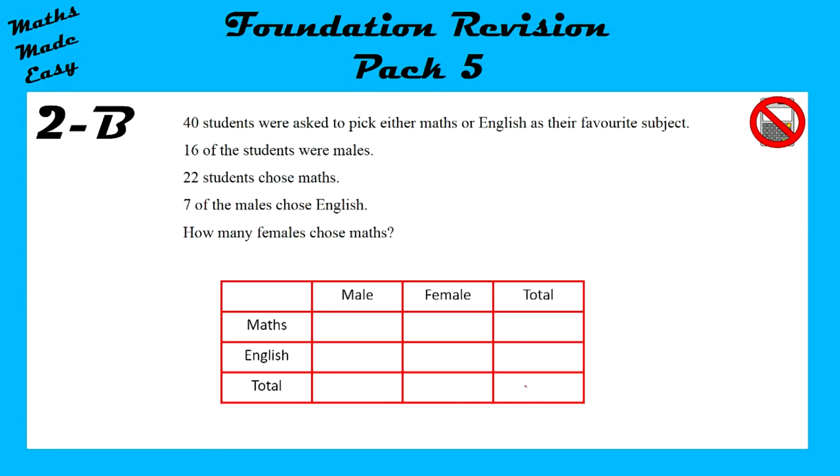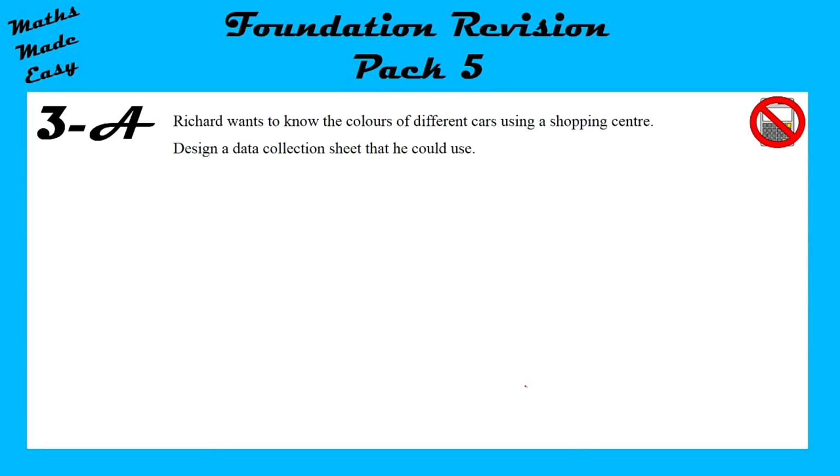2b. Same as before on this one, I'm going to need my two-way table, slightly smaller this time, just maths and English and male and female. Start to add in all of the information that's given to me in the question, and then I can start to add in the bits that are missing. So 13 females take maths, 18 English in total, and to answer the question, how many females choose maths? 13.